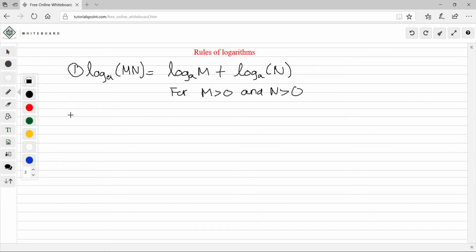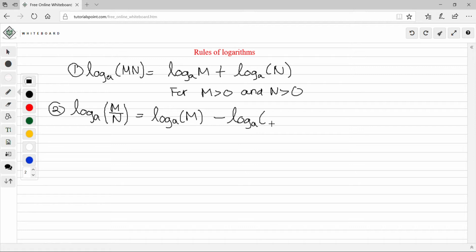Number 2 is the quotient rule. Pretty simple. You're given log a m. So when you're dividing a log, you're really subtracting. So log a m, you're really subtracting log a n. And m and n must be positive, has to be greater than 0. Cannot be negative.